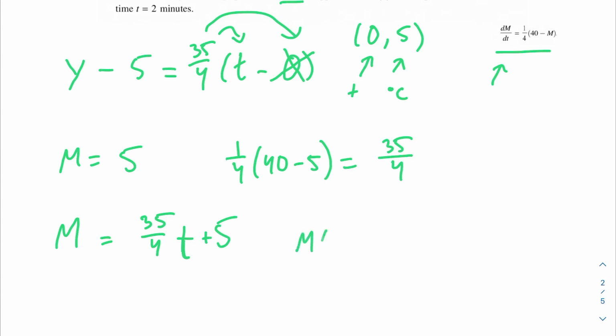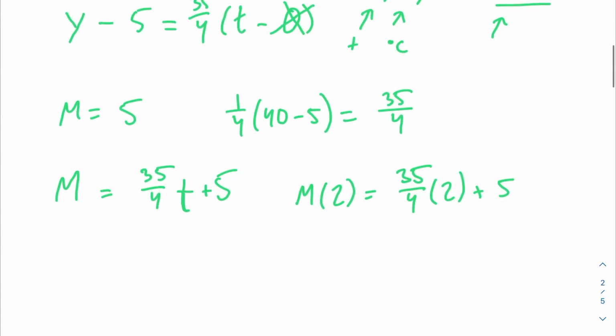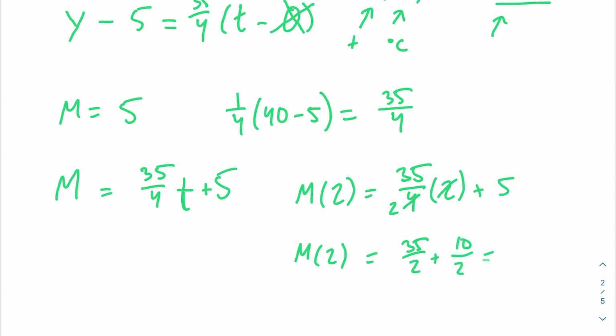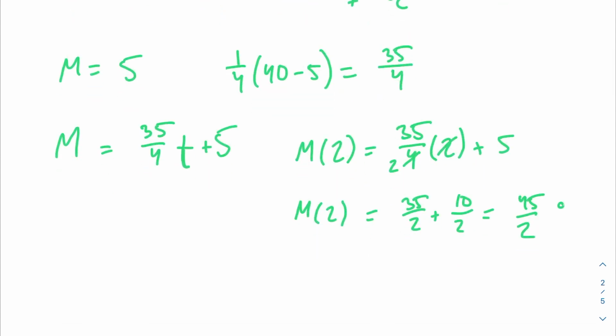So we're going to get that m of 2 is equal to 35 over 4 times 2 plus 5. Let's see if we can go ahead and simplify this a little bit. So this becomes a 2, so we get 35 over 2 plus 5. We can rewrite 5 as 10 over 2, so we can get that this is 45 over 2. So that would be our answer for part B, 45 over 2 degrees Celsius.